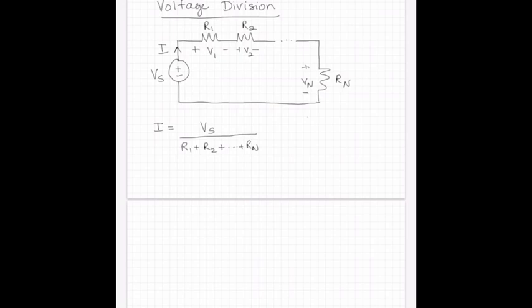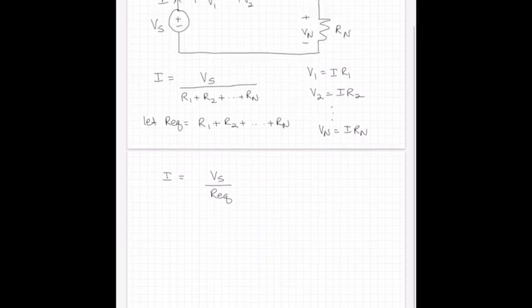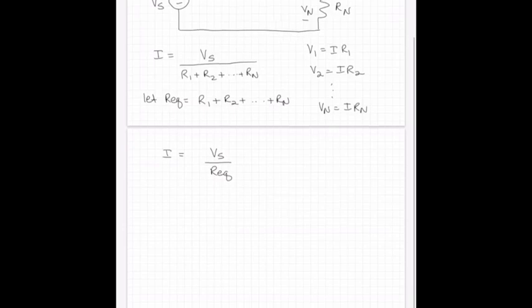And then we wrote Ohm's law equations. V1 was equal to I times R1, V2 was equal to I times R2, and so on out to V sub n equal to I times R sub n. And just as a reminder, if we let REQ equal that series combination, then we can write it in shorthand that I is equal to Vs over REQ.